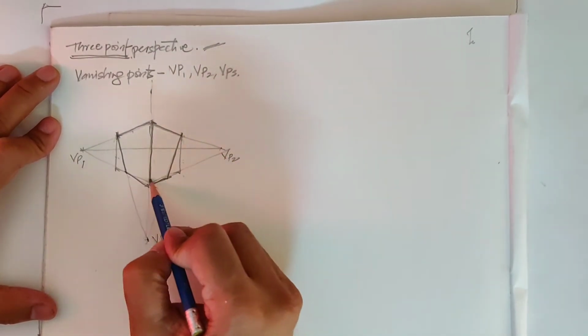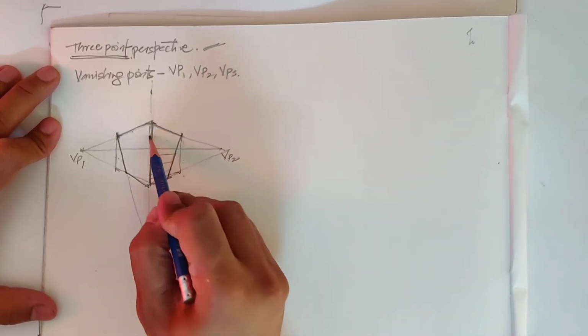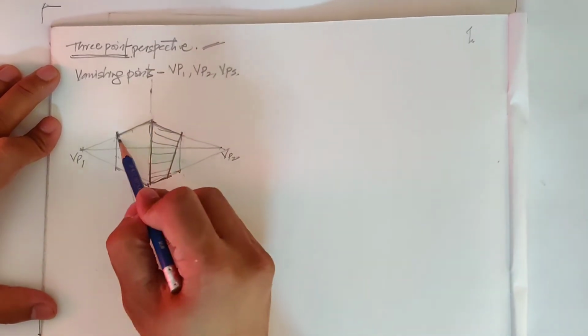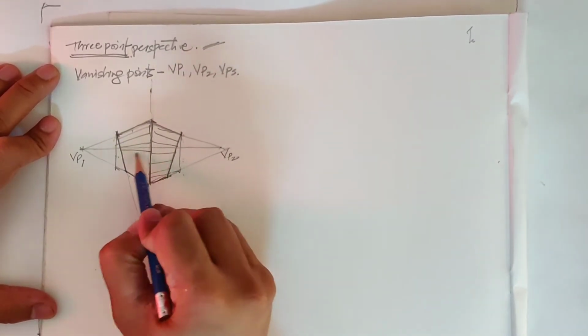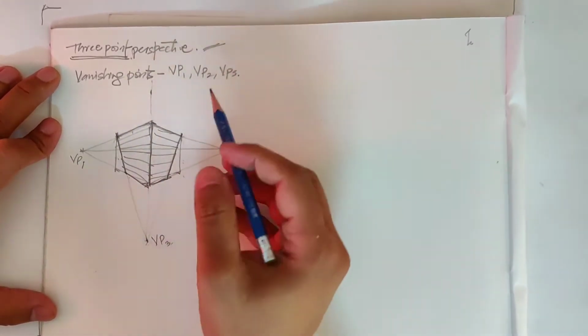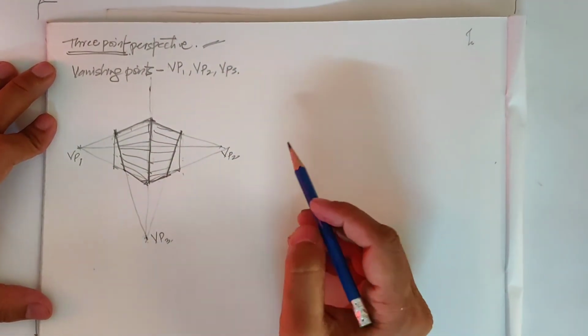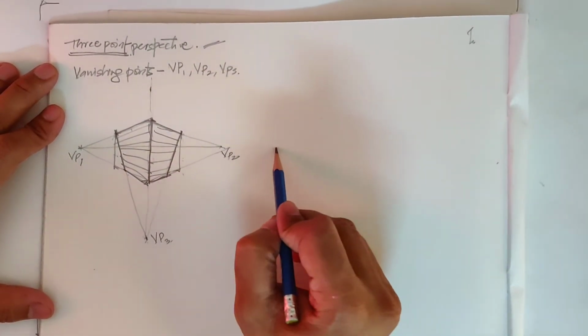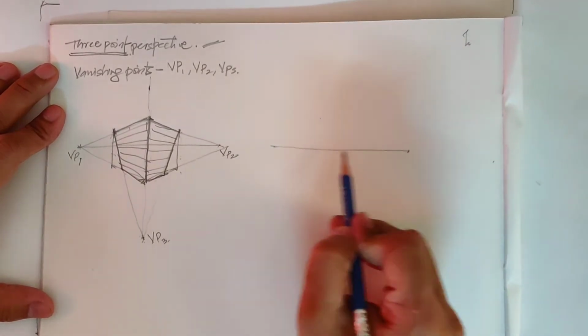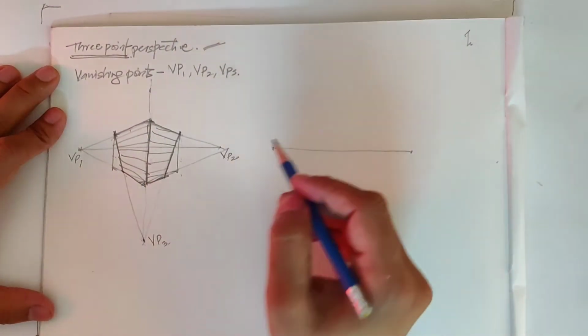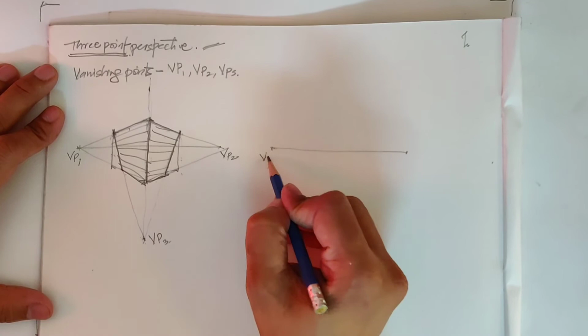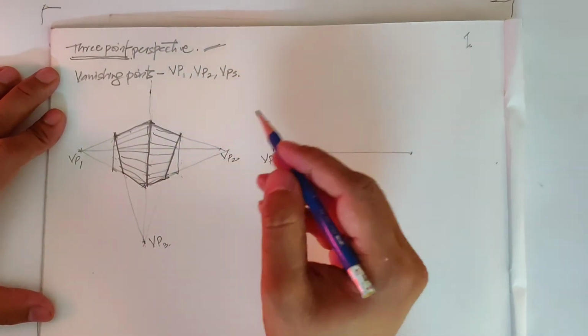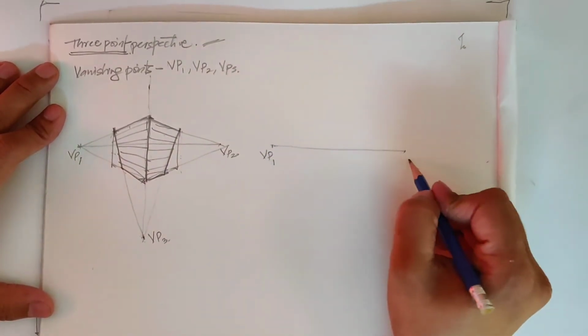Correct? It's so easy. Okay, so we have the same object in three-point perspective. The other example, when we take the vanishing point above the object, let's see what will happen.